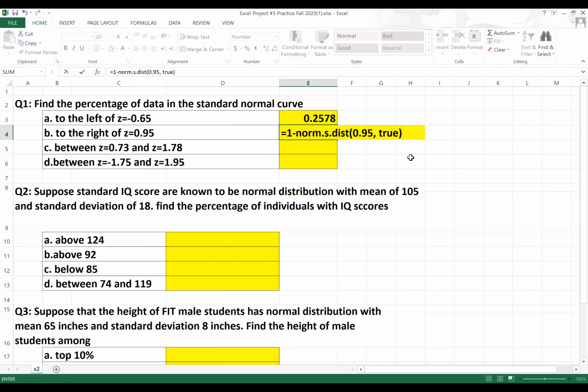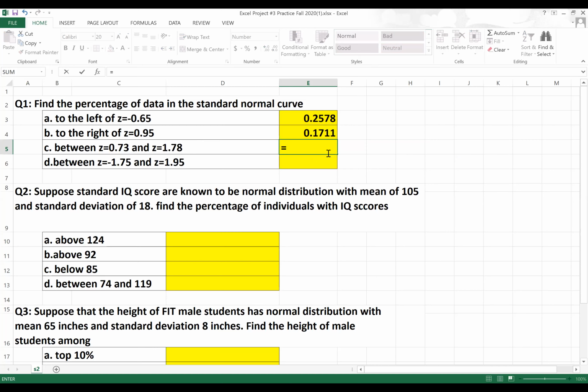Okay. And this is to the right, right? 1 minus the area to the left, we get the area to the right. So we get that. And now in between, right here, it's just between. So in between, always use the bigger z-score first.